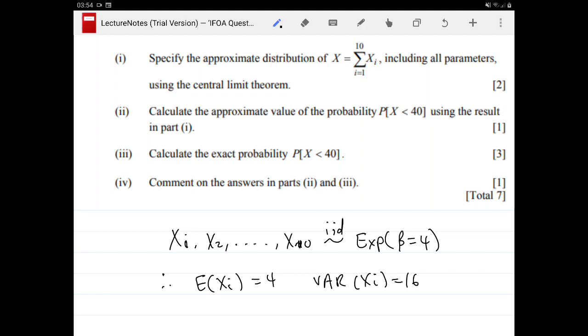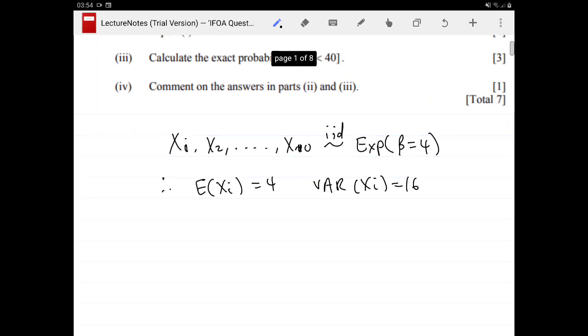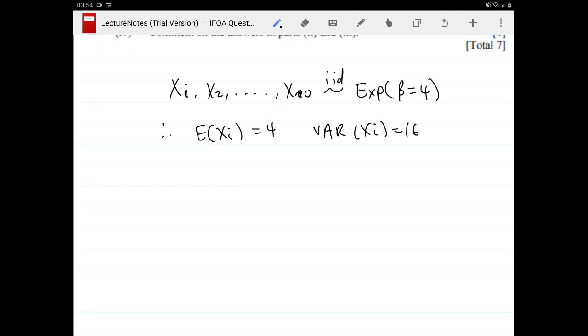The first question says, specify the approximate distribution of the sum, including all parameters, using the central limit theorem. This question tells you exactly what to do, and I have multiple other videos where I go over the central limit theorem. Basically, there are two forms of the central limit theorem. You can do it in terms of the sample average, which says that as n goes to infinity, the square root of n times (X bar minus mu) over sigma is standard normal.